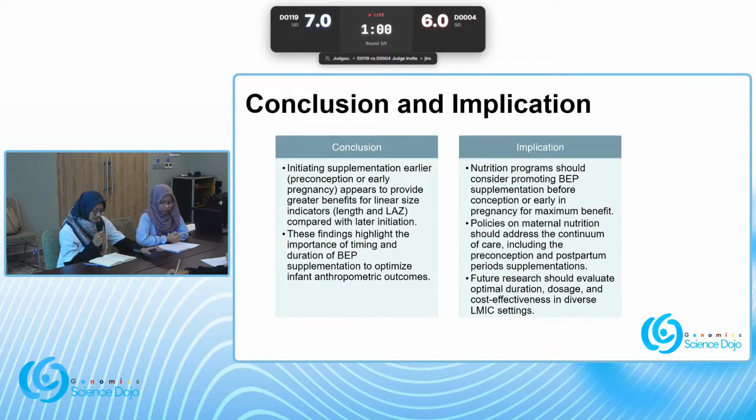We suggest that different anthropometric outcomes respond to different windows of nutrition intervention. Earlier supplementation appears more beneficial for length and length-for-age Z score, whereas later supplementation may have greater effects on birth weight. In conclusion, our result highlights that the question is not only whether BEP supplementation works, but also when it should be provided. Understanding the timing of supplementation may help improve future maternal nutrition programs and maximize the benefit for the neonate. Thank you.